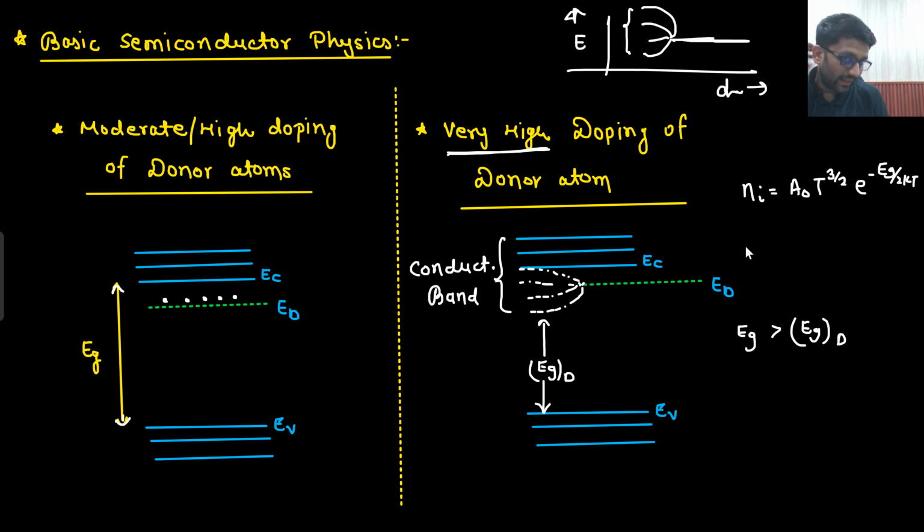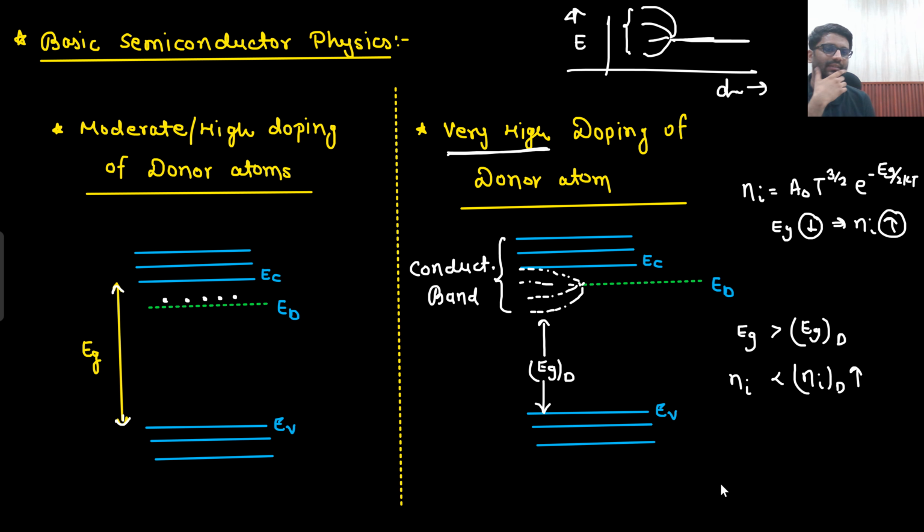If Eg increases, Ni decreases. If Eg decreases, Ni increases. If Eg decreases, then what will happen? Ni increases. So if the band gap has reduced, then your intrinsic carrier concentration will increase. So whatever the intrinsic carrier concentration I was having here, that would be lesser than this intrinsic carrier concentration. Based on that, we will solve a numerical, and then we will understand what will happen in our BJT.